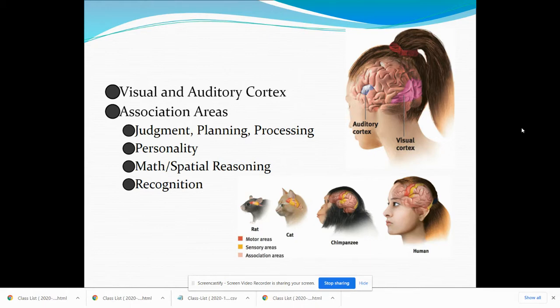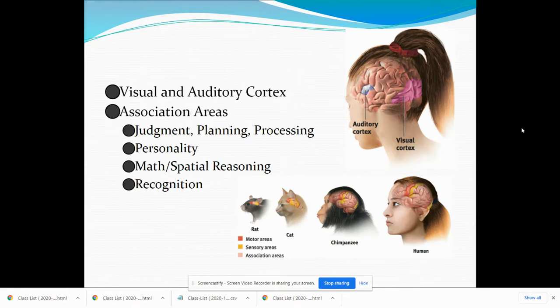Now you'll notice that there's a lot of the cerebral cortex, that outer layer, that isn't highlighted with color, that isn't one of these cortexes. That's because the rest of the cerebral cortex serves as what we call association areas, where we do some of our most advanced planning and our most advanced mental skills.